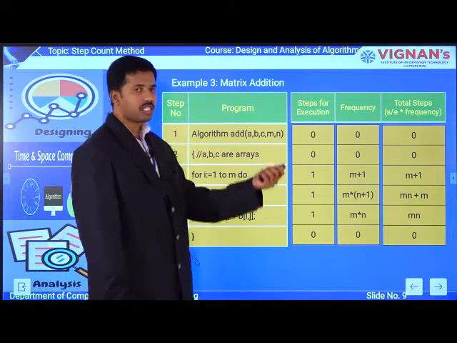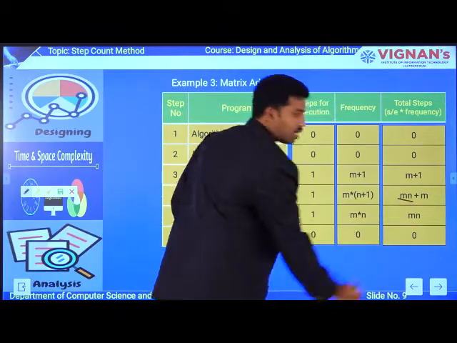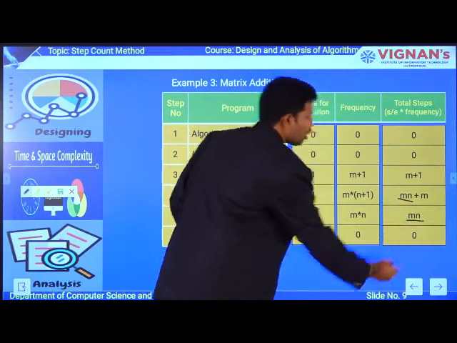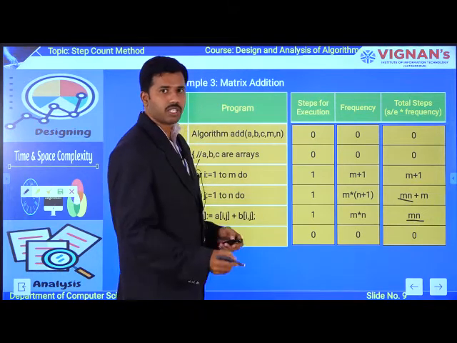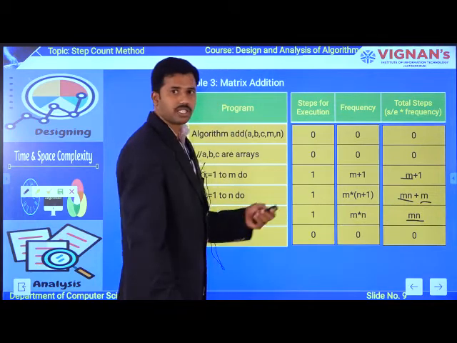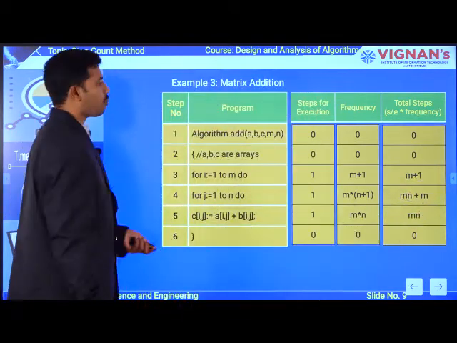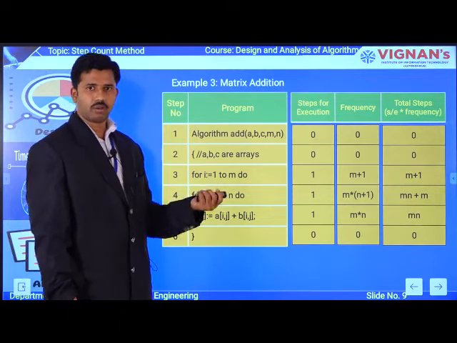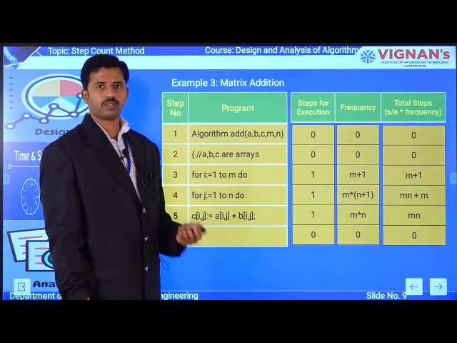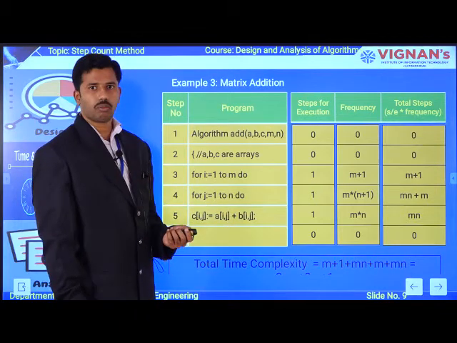By observing the third parameter, how many mn's are available? Here the first mn is available, here the second mn is available. Mn plus mn, which is 2mn. How many m's are available? Two m's are available. M plus m is 2m, and 1 is available. So the total time complexity is going to be 2mn plus 2m plus 1. Like this you get the total time complexity.